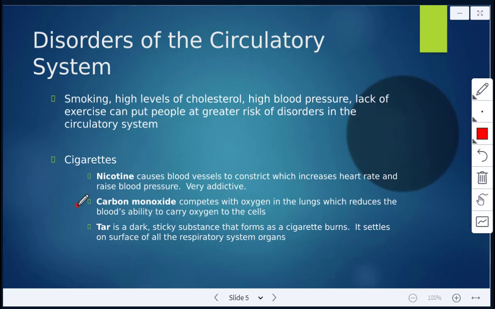Carbon monoxide is also produced. It competes with oxygen in the lungs, so therefore reducing the blood's ability to carry oxygen to the cells. And then there's tar. It's a dark, sticky substance that forms as a cigarette burns. It'll settle on the surface of all the respiratory system organs.